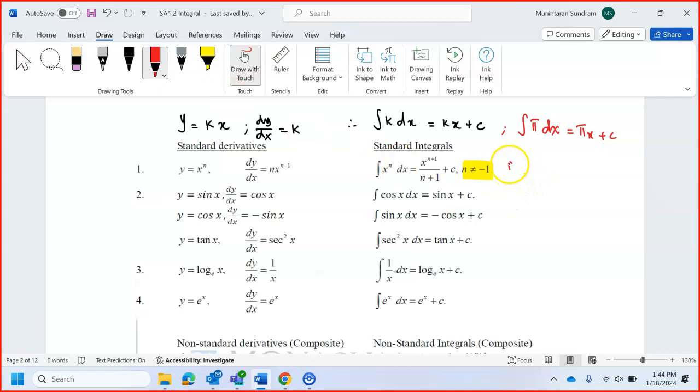Example, if you're integrating 3x cubed, 3 is the coefficient. Do not worry about the 3, just write the 3 there. x cubed, 3 plus 1, divided by 3 plus 1, plus your c. Are we good?